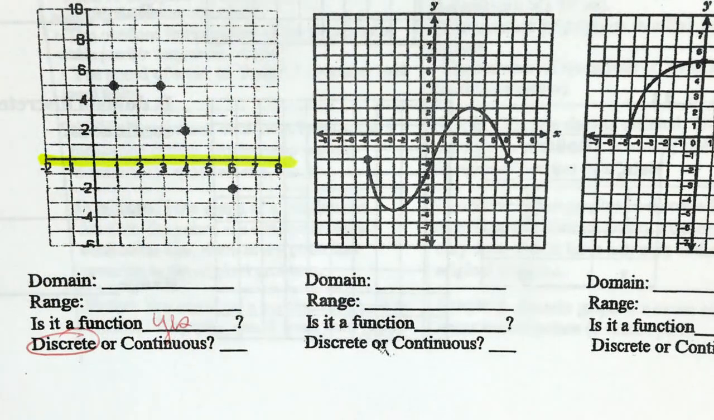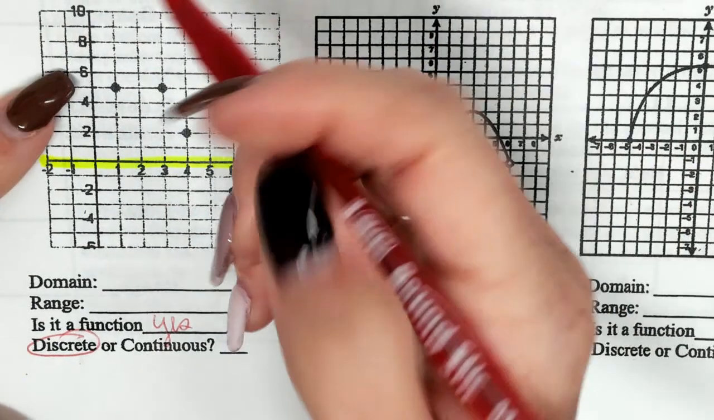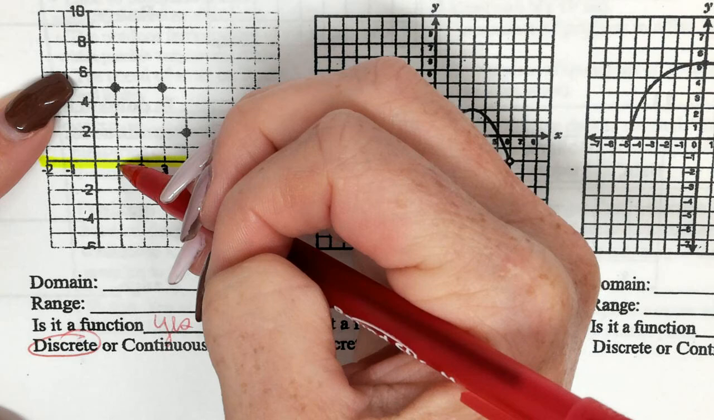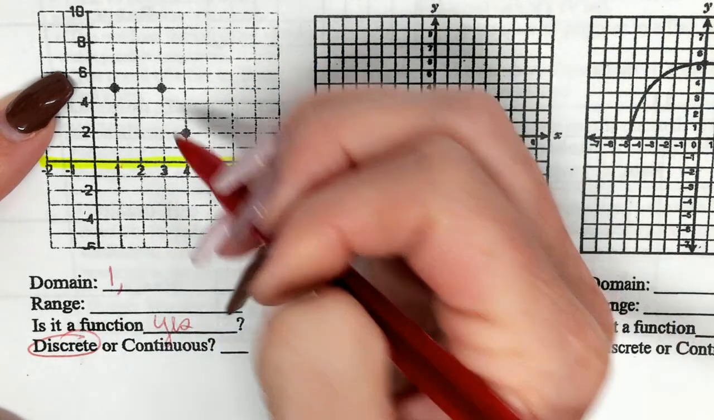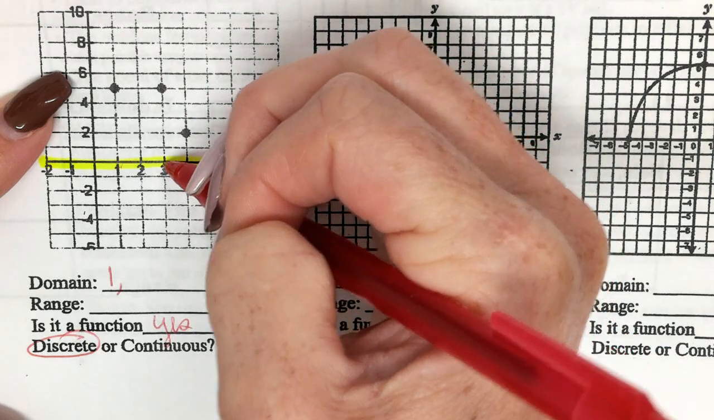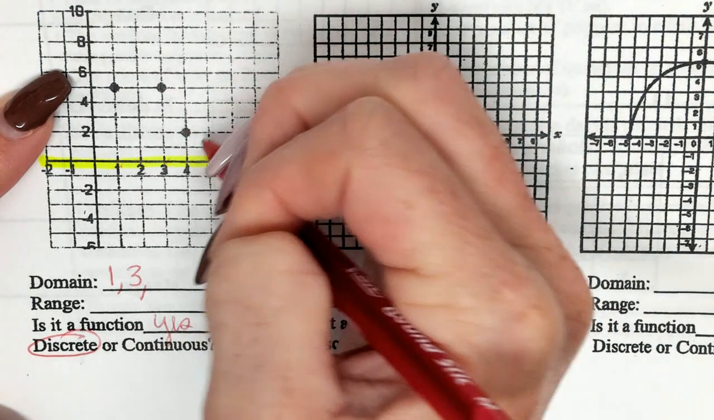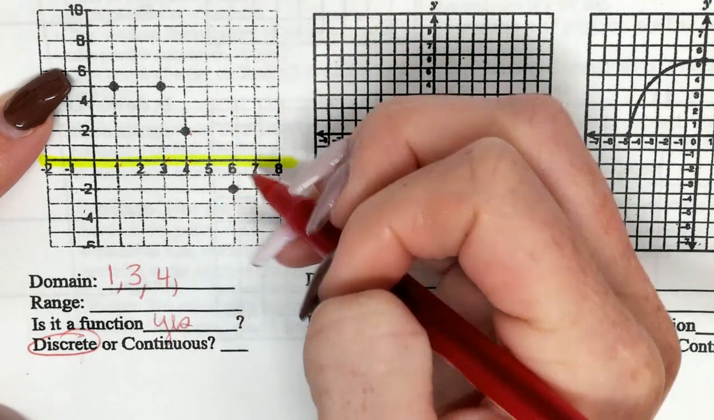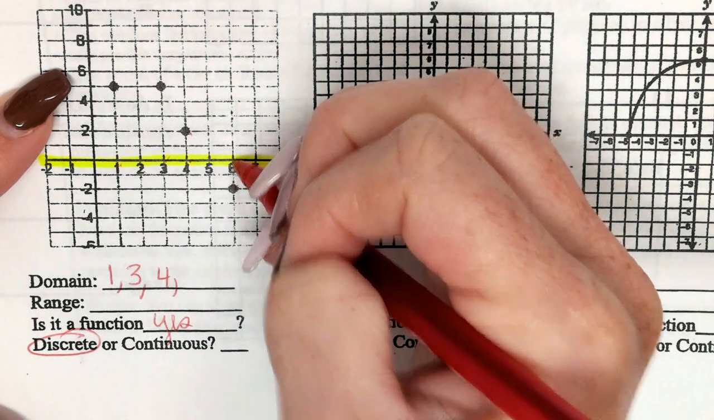So I need their x value. So here's my first dot. What is the x value for that dot? 1. Go to the next dot. What is the x value? 3. Go to the next one. What's the x value? 4. And the next one, what's the x value?